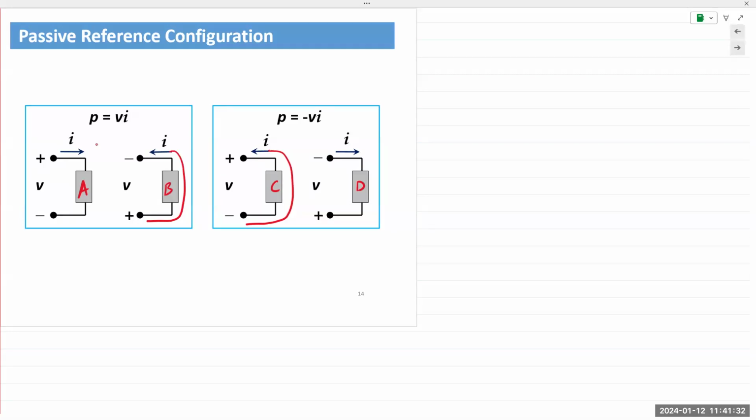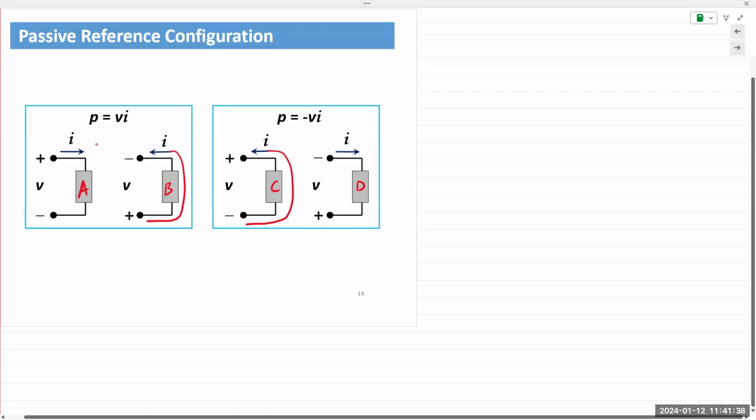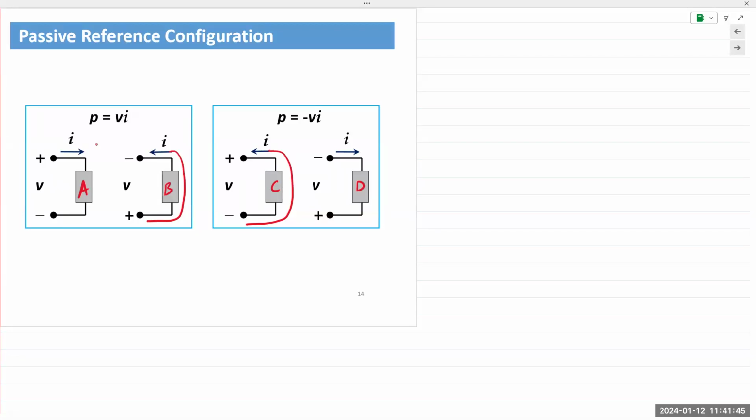So on the right side, it's entering the negative terminal. So power is negative. So P is equal to minus VI for D. Same thing for C. If we extend the arrow for I, again, because it's the same electrical loop, we see that the current is entering the negative terminal. So power is negative. It's minus VI.